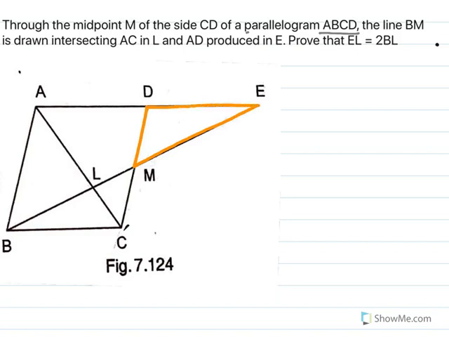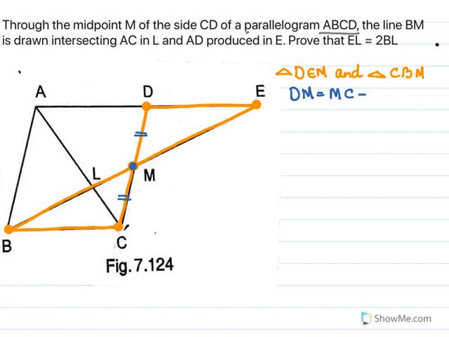We'll take this triangle, and there are two triangles: triangle DEM and triangle MCB, and we prove that they are congruent. To prove these two triangles congruent, first we are going to use the midpoint. It's given to us that M is the midpoint of CD. So we have DM equal to MC, and this is given, M is the midpoint of DC.